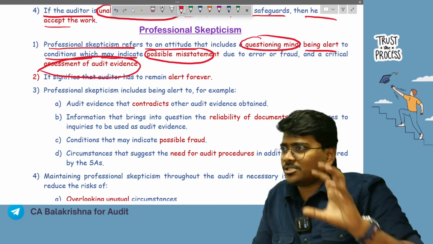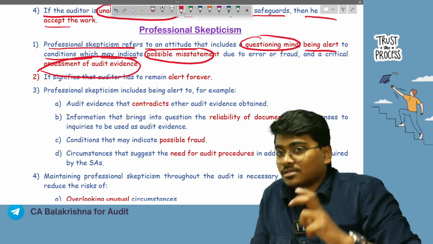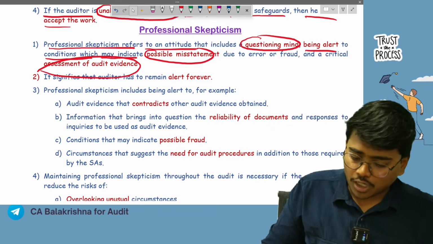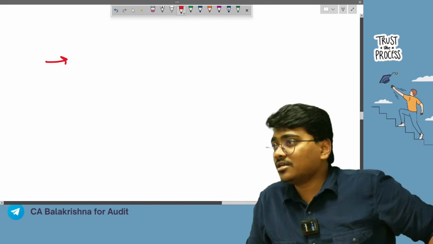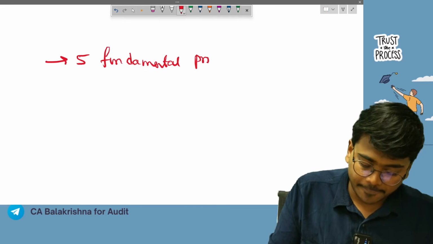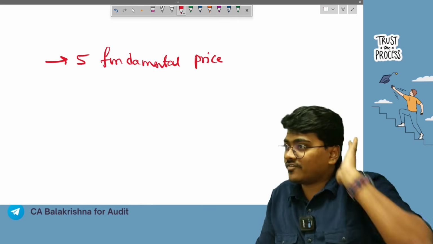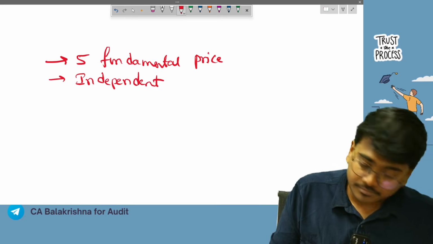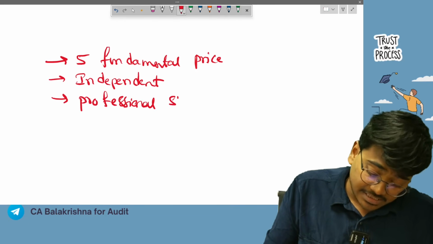Okay, so now if you see, till now we have been seeing the qualities that the auditor should have, the ethics that the auditor should comply with. If you can list down all those things while doing the audit, first of all, the auditor should comply with the five fundamental principles, right? That is integrity, objectivity, confidentiality, professional competence and due care, and professional behavior. All those five fundamental principles he needs to comply with. Next, he should be independent, right? Next, he should exercise professional skepticism during the audit.